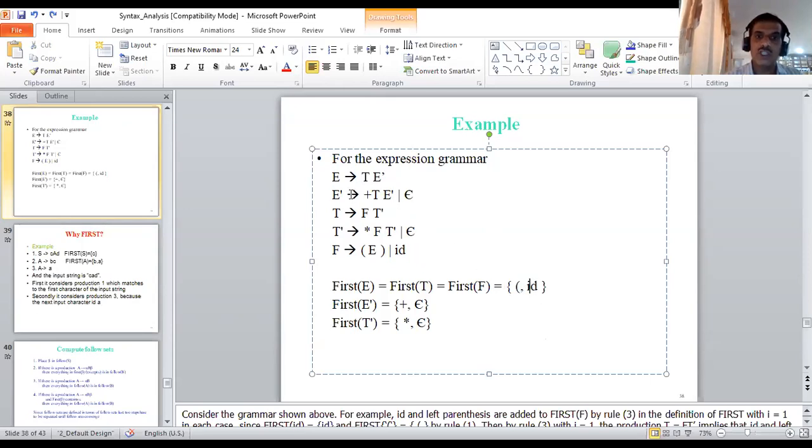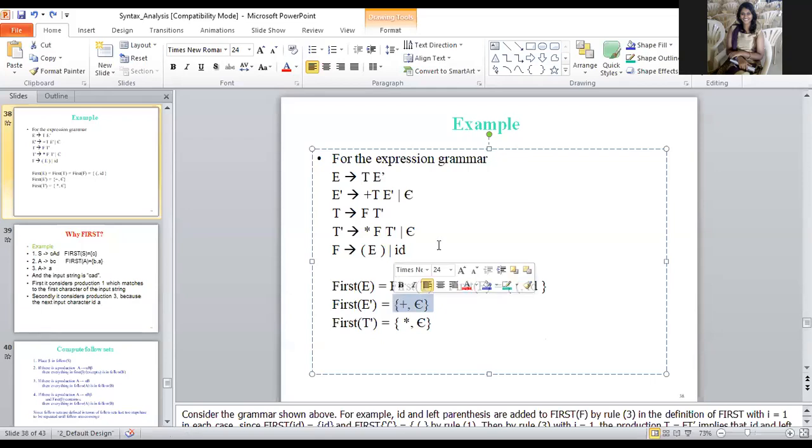Now what is my first of E dash? Any one of you? Plus. Why is it plus? Because it is a terminal symbol. And then one more is epsilon. So you're supposed to include both plus as well as epsilon. Am I clear?